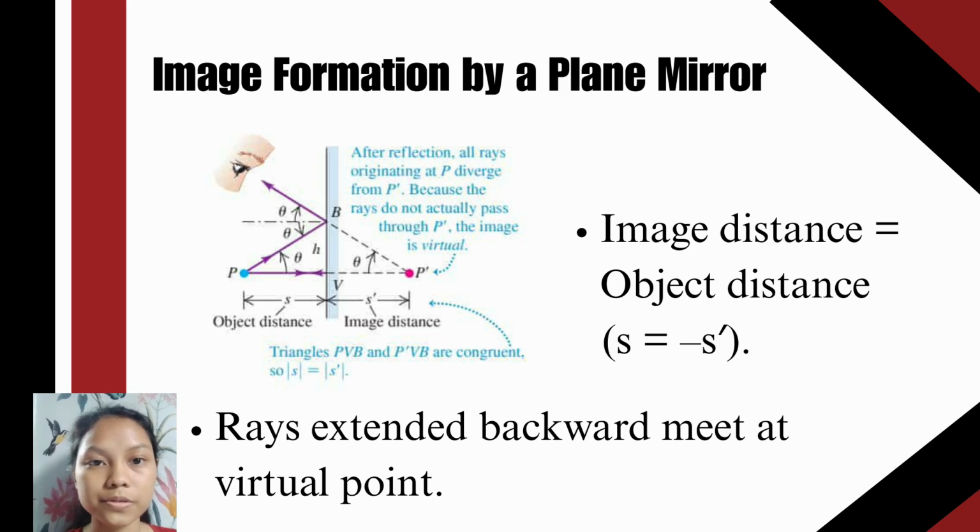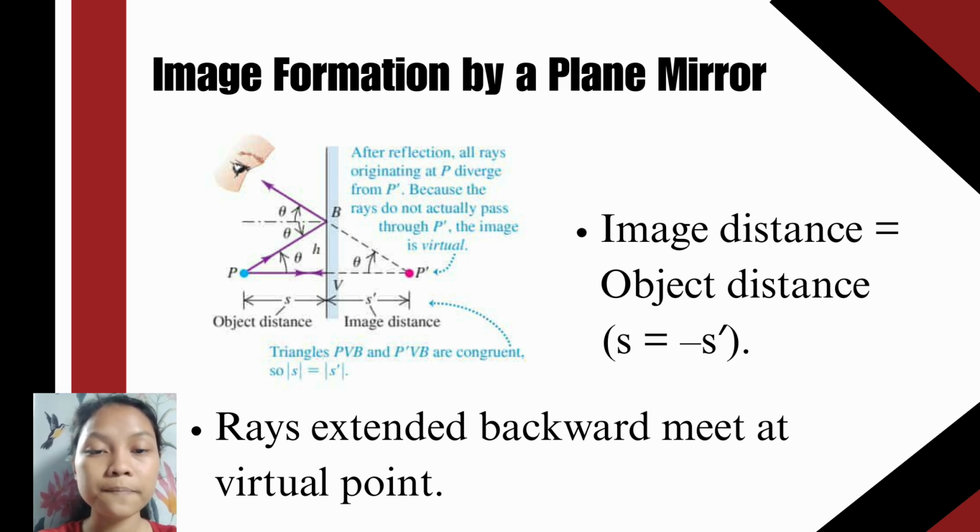So now let's talk about image formation by a plane mirror. When light rays reflect off a plane mirror, they follow the law of reflection, meaning the angle of incidence is equal to the angle of reflection, as shown in the diagram. The reflected rays appear to come from a point behind the mirror, even though they don't actually pass through that point. Because of this, the image formed is virtual. It cannot be projected onto a screen since the light rays don't really converge there.